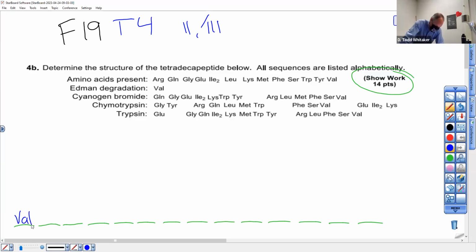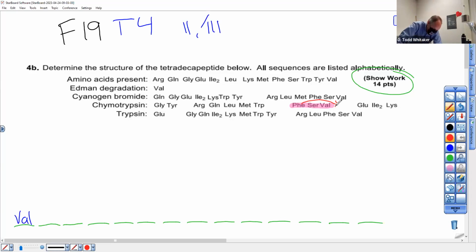Good. So I see vowel here. When I see vowel, isn't there vowel in there? What's at the end of that sequence? The one that I highlighted? F. Chymotrypsin clips the C terminal of F, tryptophan, and tyrosine. So it puts them at the end.